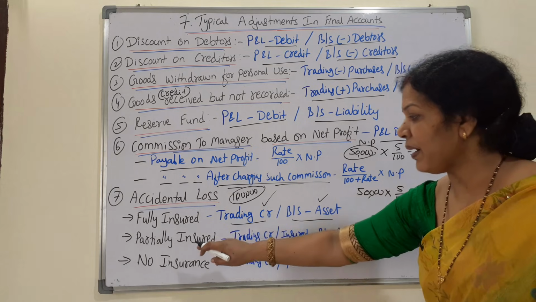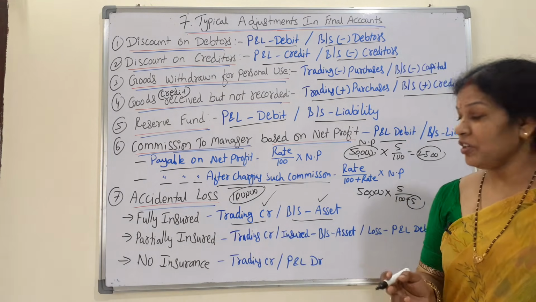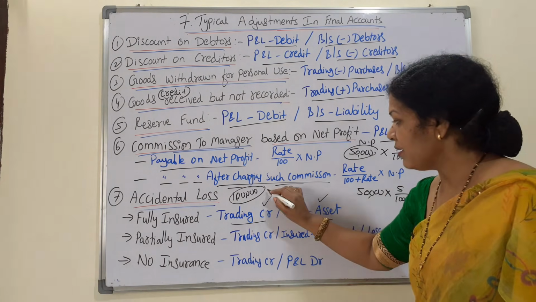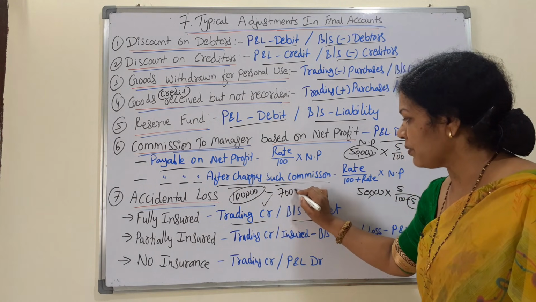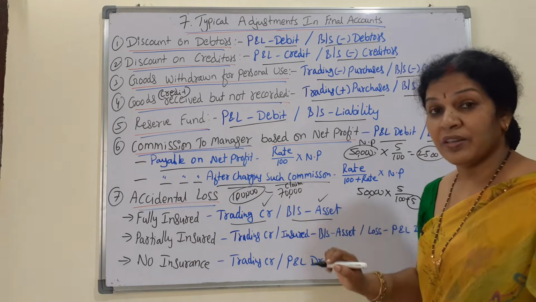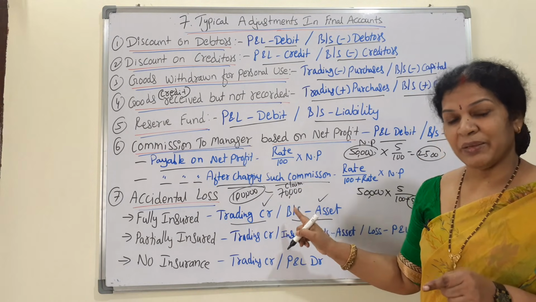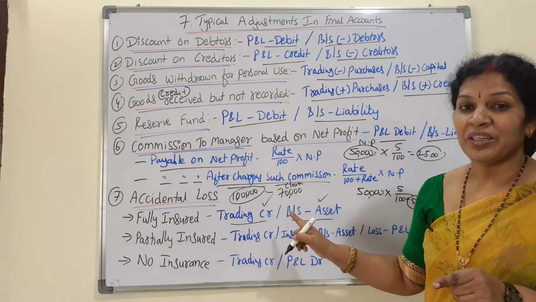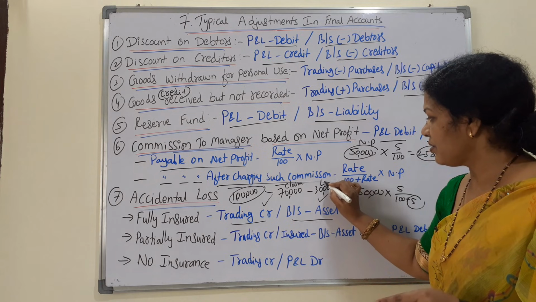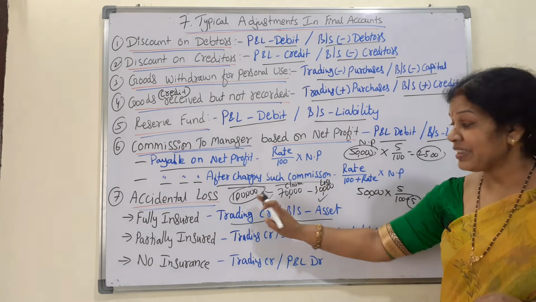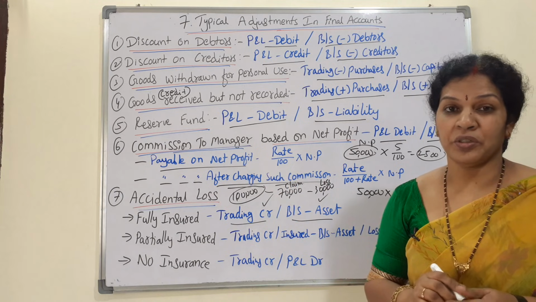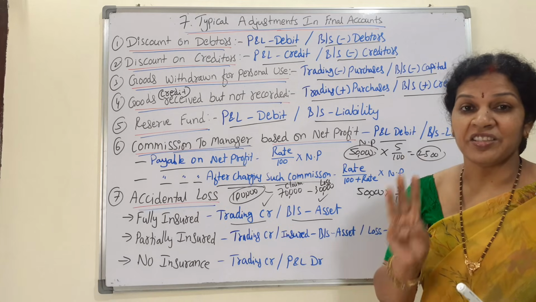Now the second one, partially insured. Partially insured means, suppose we have a total loss of 1 lakh. Out of 1 lakh, the insurance company is paying 70,000. That is the claim we are getting from the insurance company. Now 30,000 is the loss. So there are 3 treatments and 3 amounts. Whenever it is partially insured, we have to take this treatment 3 times.